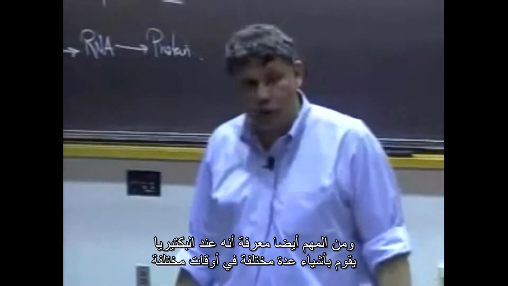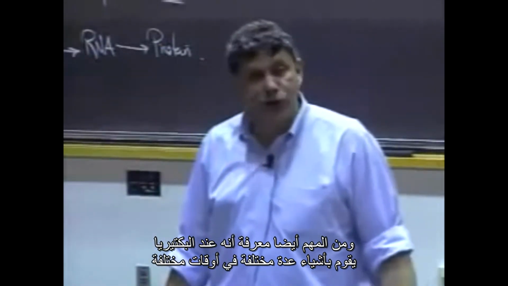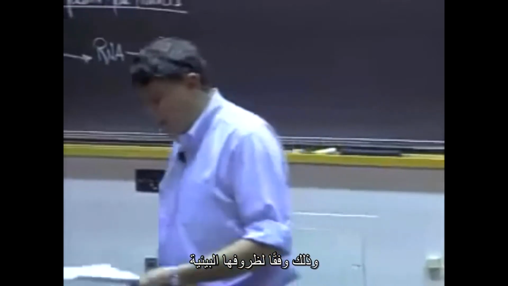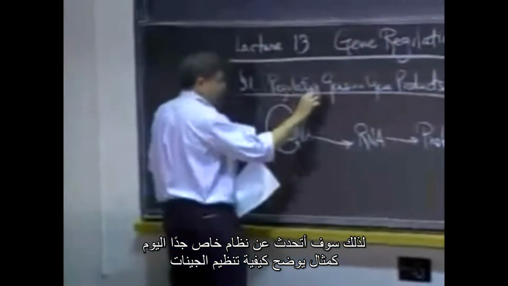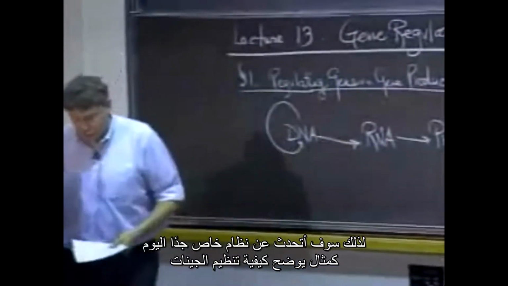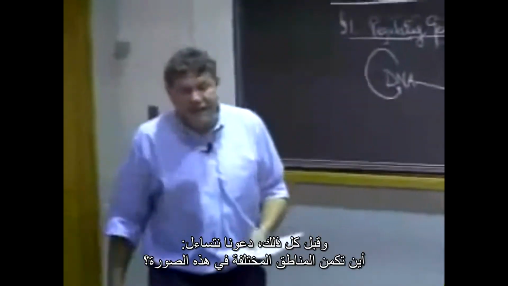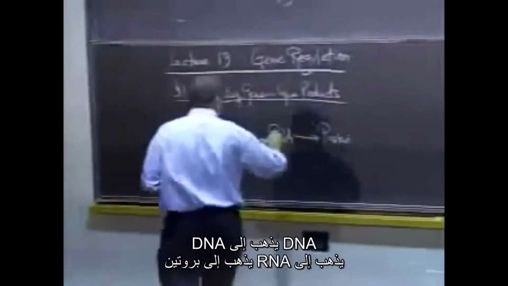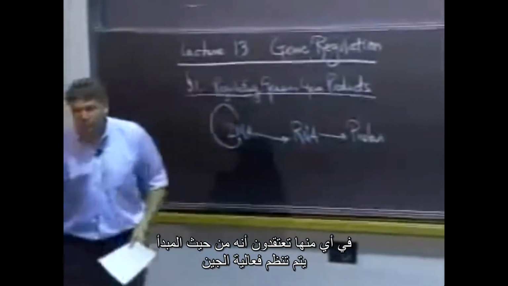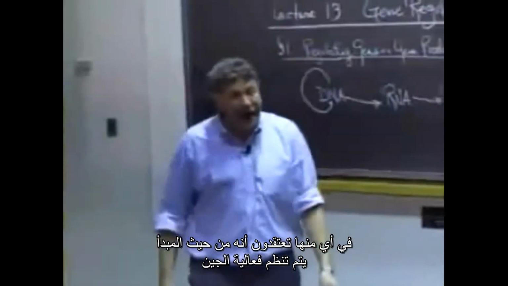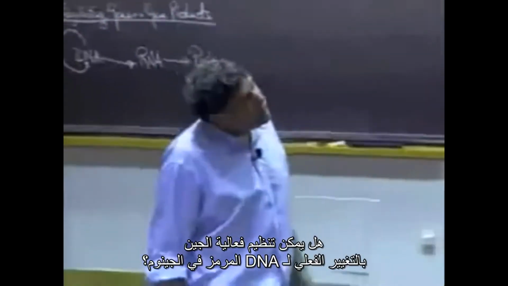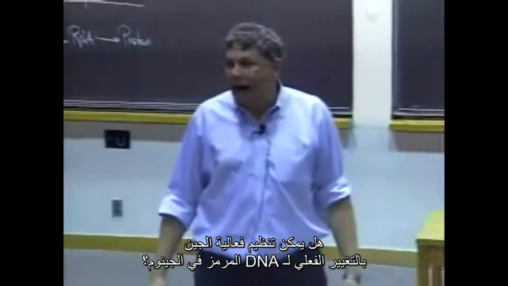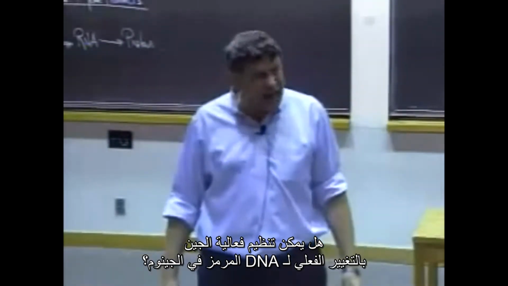It's important also to a bacterium to make sure that it's doing different things at different times depending on its environment. So I'm going to talk about a very particular system today as an illustration of how genes are regulated. But before we do that, let's ask, where are the different places in this picture? DNA goes to DNA, goes to RNA, goes to protein, in which you might, in principle, regulate the activity of a gene. Could you regulate the activity of a gene by actually changing the DNA encoded in the genome?